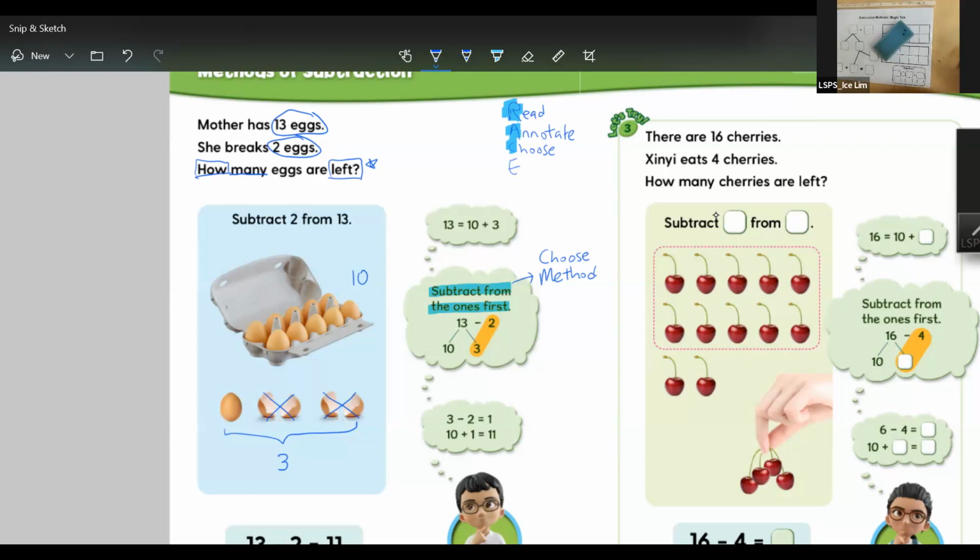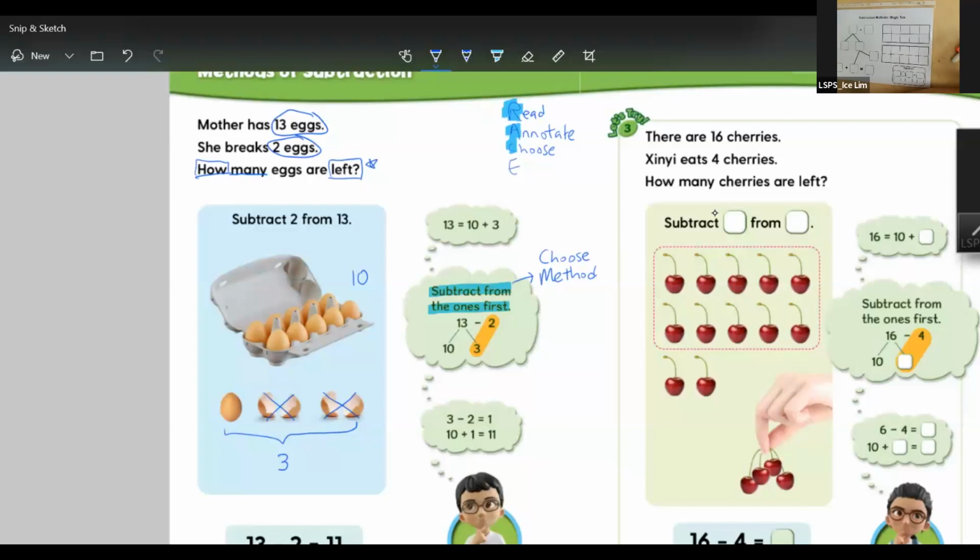Now let's take a look at this. What is happening? In this egg story, there is a tray of 10 and 3 little ones. Just like just now, I asked you to do 13, 1 stick of 10 and 3 little ones, remember? In our revision for tens and ones. So we know that 13 is a stick of 10 and 3 little ones.